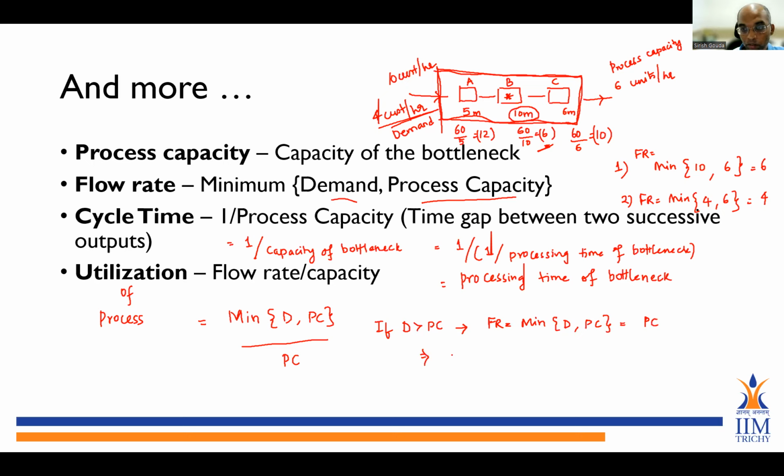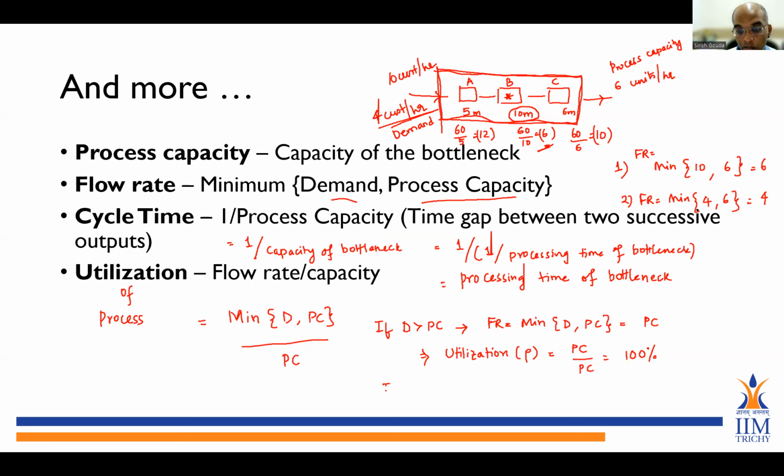So that implies utilization, which is usually represented by the letter rho, a Greek letter which looks similar to P. So rho just has a slightly curved line that goes in. So rho is nothing but PC divided by PC, which means that I have 100% utilization. Now, there are some cases where utilization can be greater than 100% as well, but that's a slightly advanced topic. If time permits, we will look at that particular thing as well.